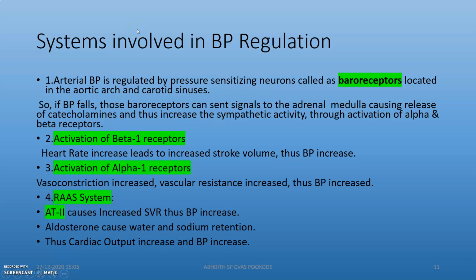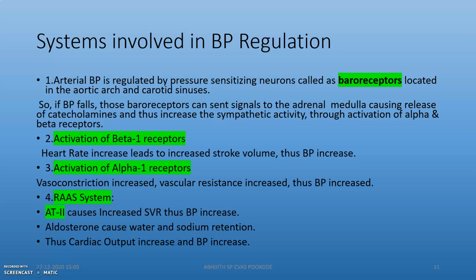The systems involved in BP regulation: arterial BP is regulated by pressure-sensing neurons present in the aortic arch and carotid sinus, known as baroreceptors. They sense the pressure that the blood applies as it moves through an artery or a vein. If the BP is falling, the baroreceptors send a signal to the adrenal medulla, which releases catecholamines, that is adrenaline. Sympathetic activity increases through the activation of alpha and beta receptors, so BP increases. The next is the activation of beta 1 and alpha 1 receptors, and finally the BP will increase.